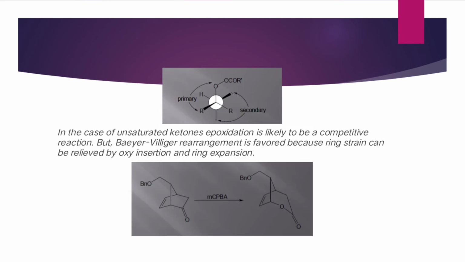We have another example here. In the case of unsaturated ketones, epoxidation is likely to be a competitive reaction, but Baeyer-Villiger rearrangement is favored because ring strain can be relieved by oxygen insertion and ring expansion.